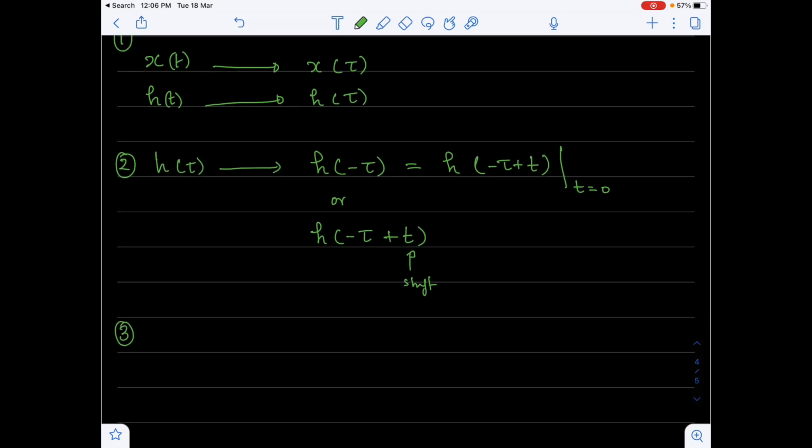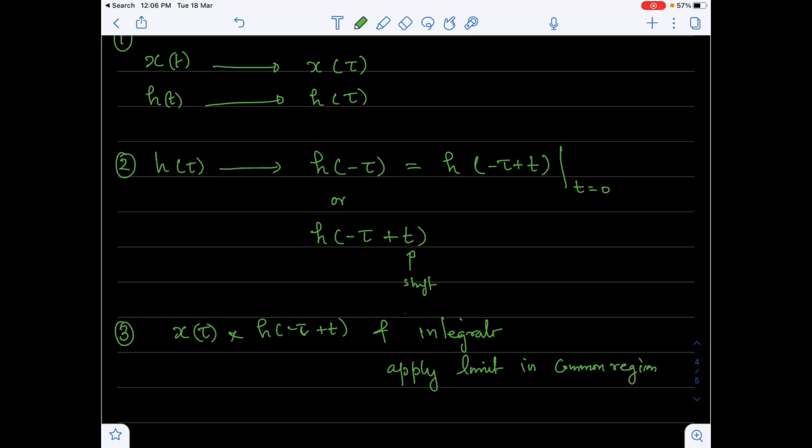Then the third step, we will multiply x of tau and h of minus tau plus t, then integrate, where we will integrate in the common region. So we will multiply and integrate, that means apply the limit in the common region. Otherwise the other part of the function will become 0.